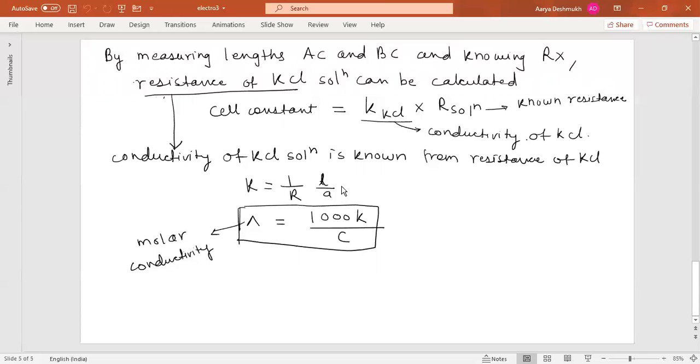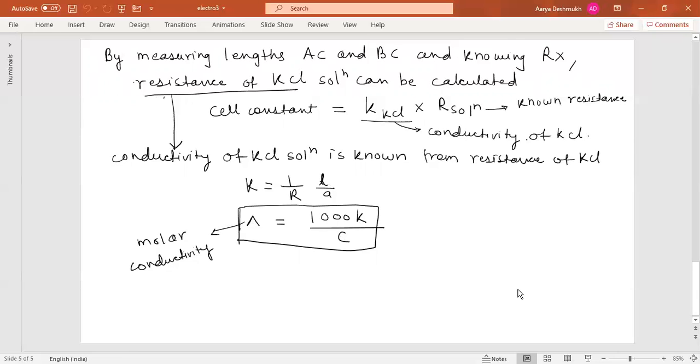So by knowing this conductivity value, you can convert that into molar conductivity. And molar conductivity, as we already studied, lambda equals 1000 K upon C, whereas this K is the conductivity of the solution. So by knowing the concentration of the solution and the conductivity of the solution, you will be able to find out the molar conductivity of the solution.